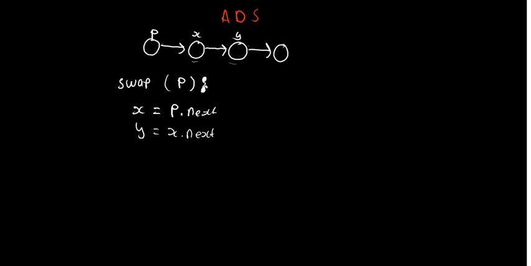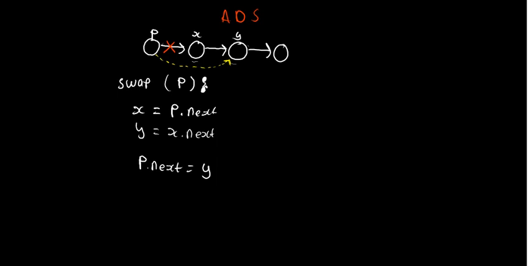When swapping, the first step is we want to make p point to y. In that case, we're going to say p dot next is equal to y. Essentially in doing that, what we've done is we've cut off this connection here.